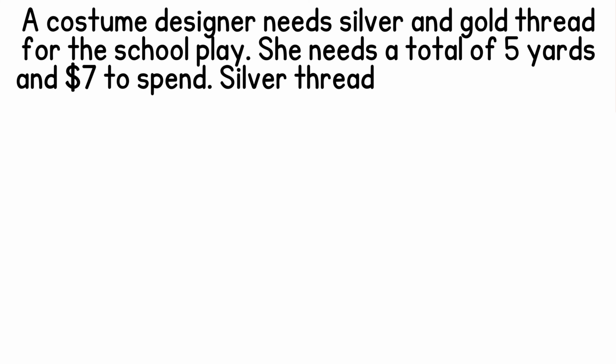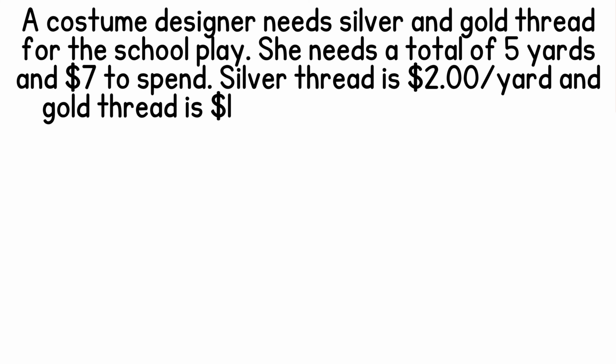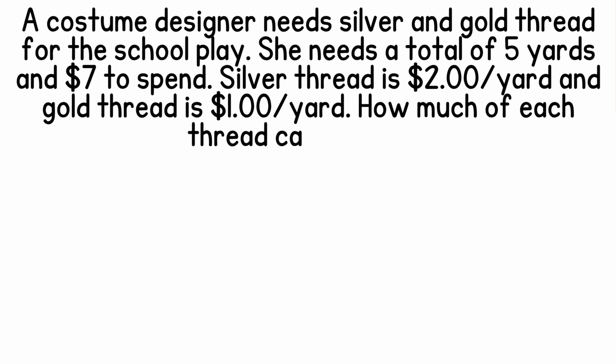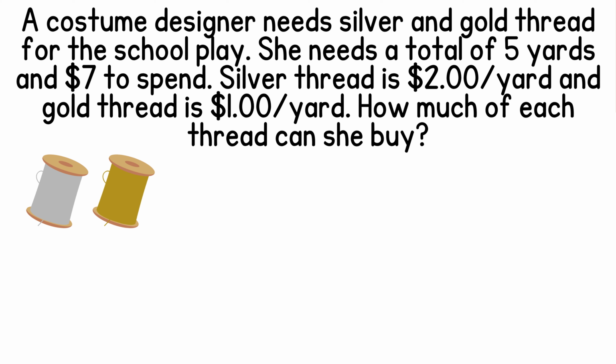A costume designer needs silver and gold thread for the school play. She needs a total of 5 yards and has $7 to spend. Silver thread is $2 a yard and gold thread is $1 a yard. How much of each thread can she buy? So we know that she's going to buy some silver and some gold thread, and altogether she needs 5 yards. We also know that she has exactly $7 to spend, so we'll use this information to create a system.